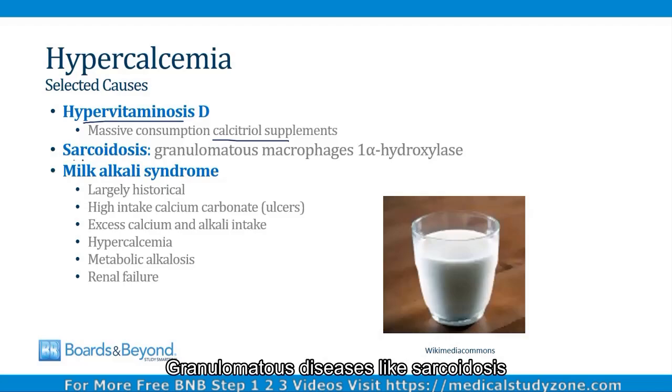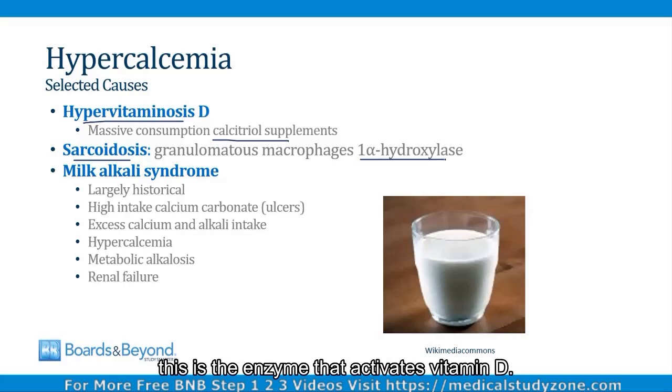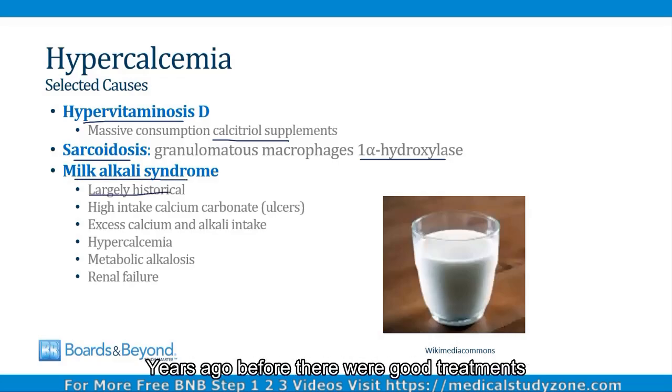Granulomatous diseases like sarcoidosis are a classic cause of hypercalcemia. That's because the macrophages in granulomas have 1-alpha hydroxylase. This is the enzyme that activates vitamin D. So these patients will get a very high level of active vitamin D in the plasma, and that will lead to hypercalcemia. And then a final cause of hypercalcemia is the milk alkali syndrome. This is very rare in the modern era. It's largely historical. Years ago, before there were good treatments for stomach ulcers, patients used to take lots of calcium carbonate, sometimes together with milk.